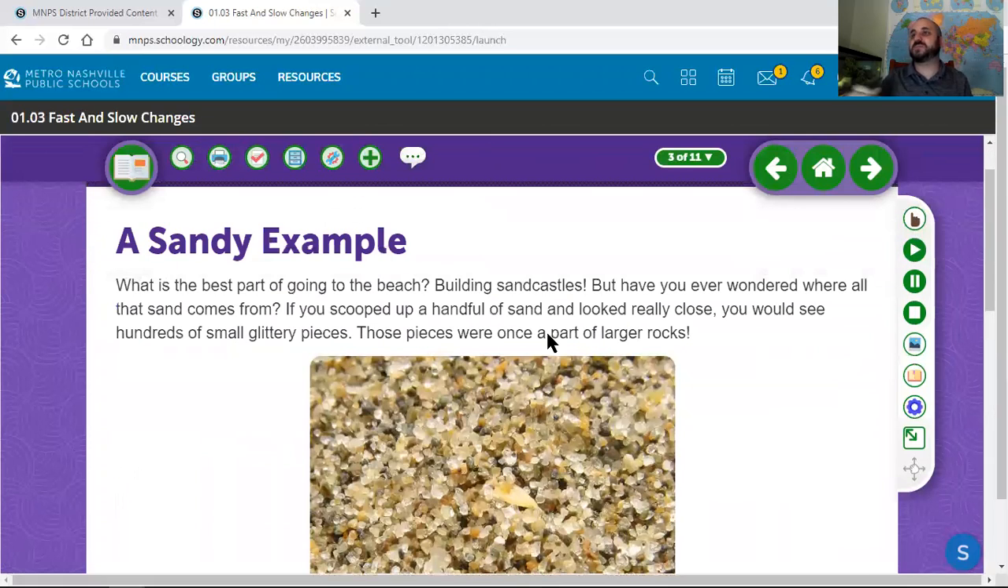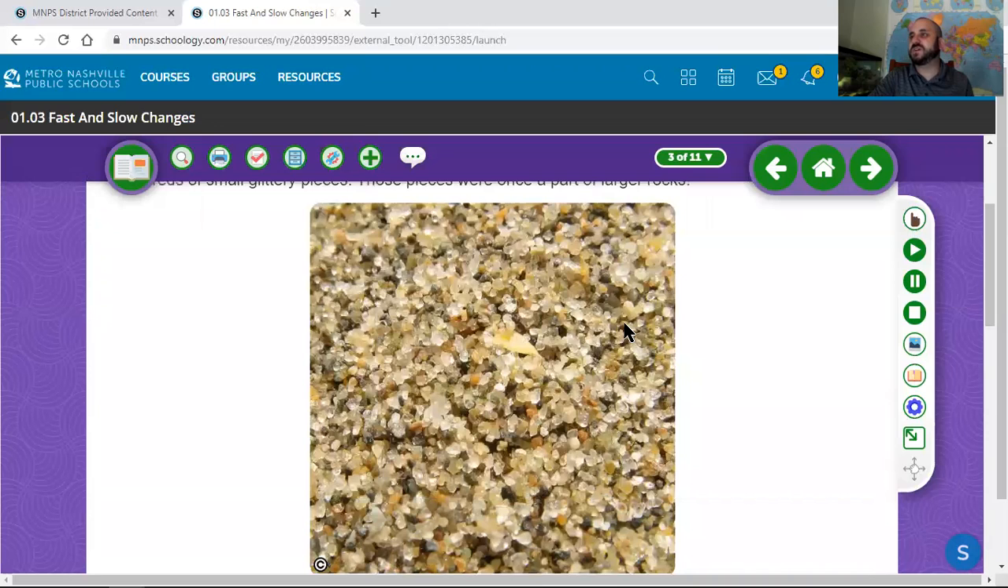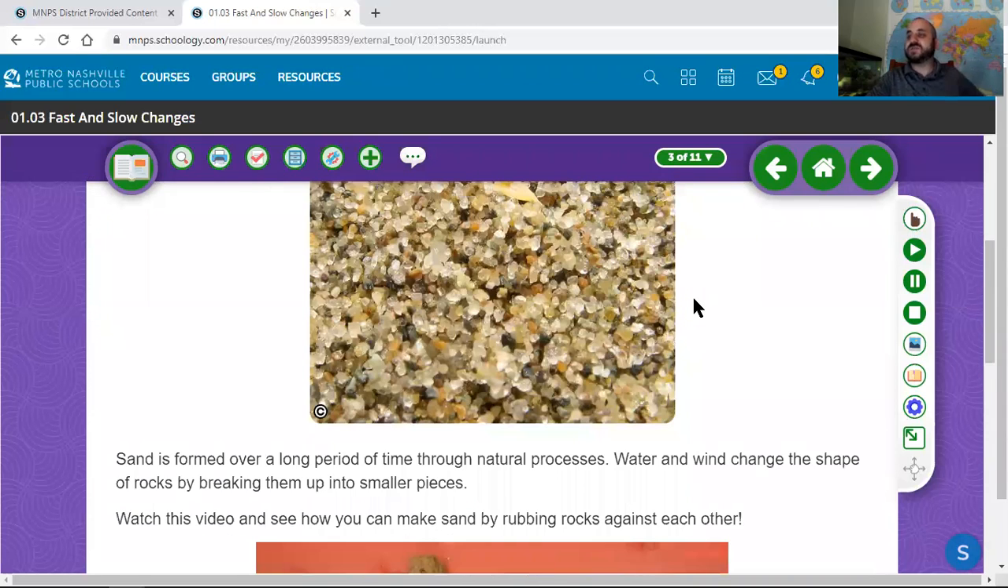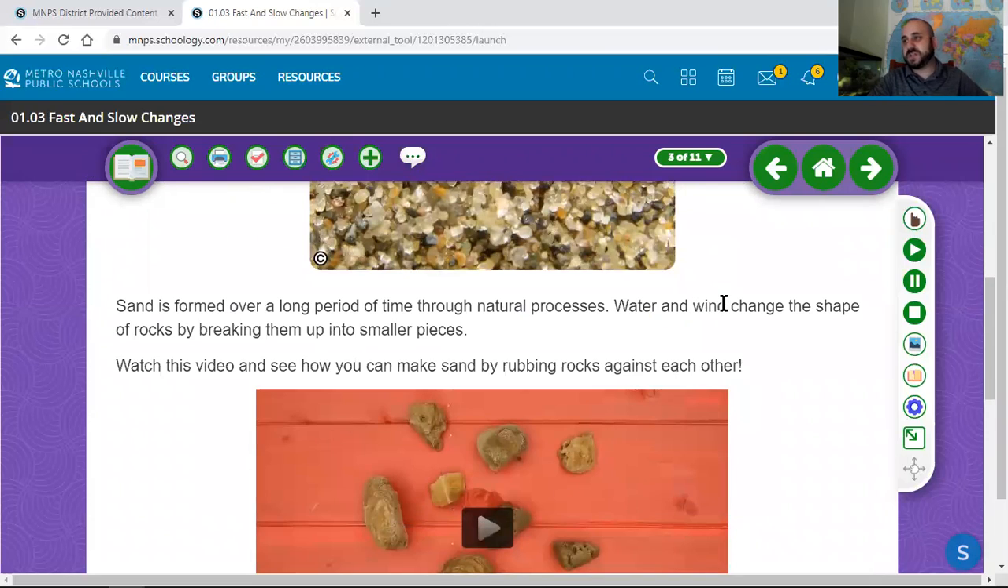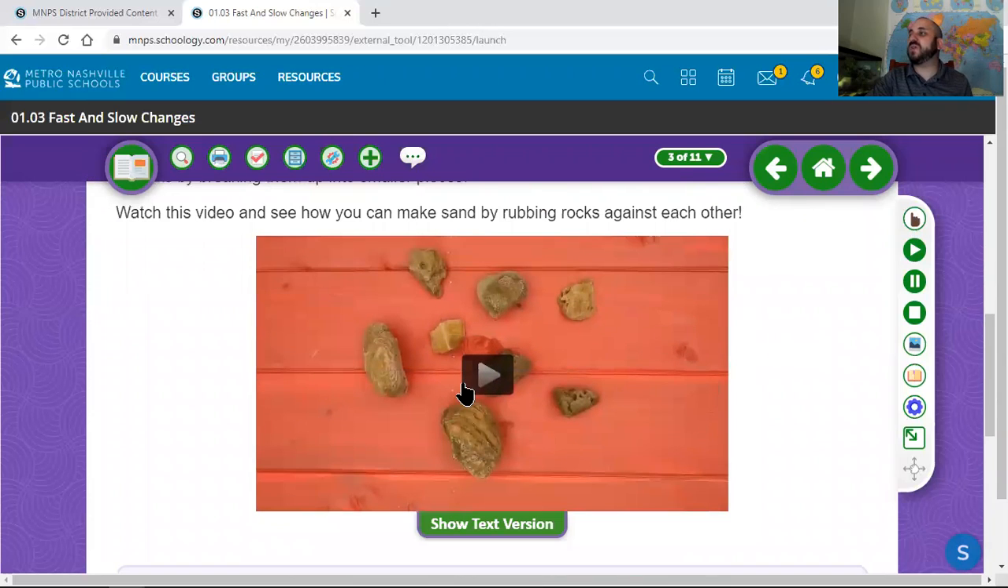A sandy example. What is the best part of going to the beach? Building sandcastles. But have you ever wondered where all that sand comes from? If you scoop up a handful of sand and look really close, you would see hundreds of small glittery pieces. Those pieces were once part of larger rocks. Sand is formed over a long period of time through natural processes. Water and wind change the shape of rocks by breaking them up into smaller pieces. Let's watch this video and see how you can make sand by rubbing rocks against each other.